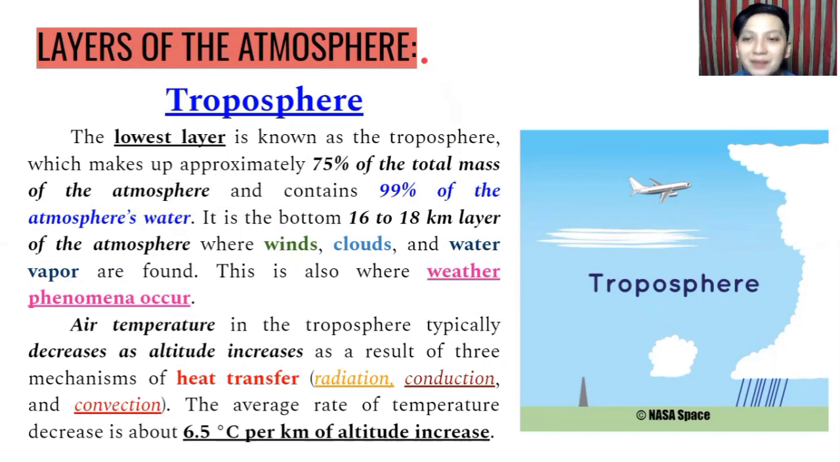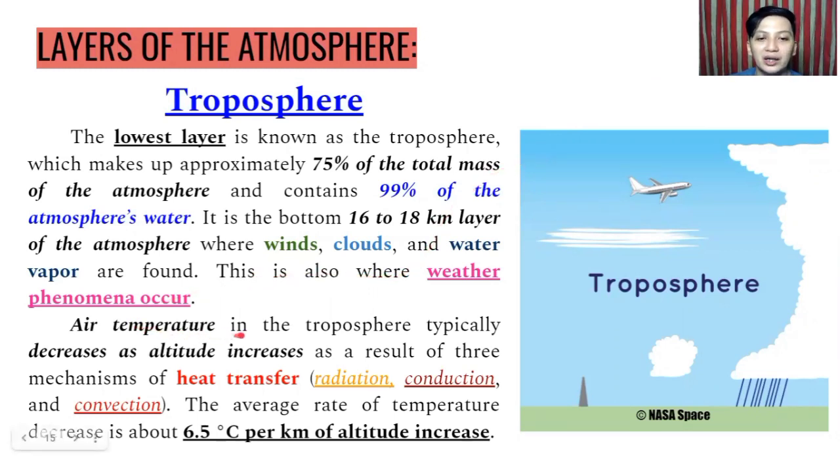So we will start the discussion with the very first layer, the troposphere. It is the lowest layer, which makes up approximately 75% of the total mass of the atmosphere and contains 99% of the atmosphere's water. So lahat ng water vapor nandyan. It is the bottom 16 to 18 kilometers layer of the atmosphere where winds, clouds, and water vapor are found. And take note, this is also where weather phenomena occur.